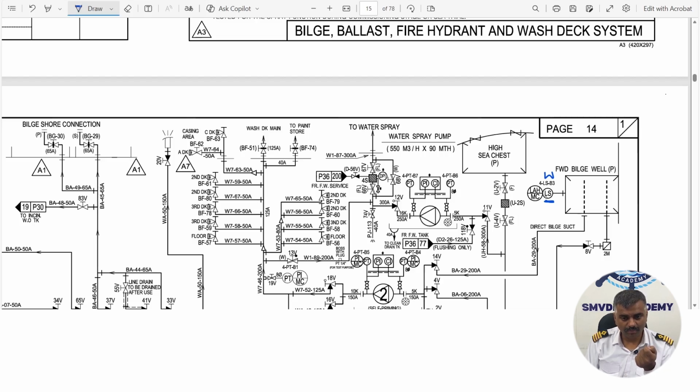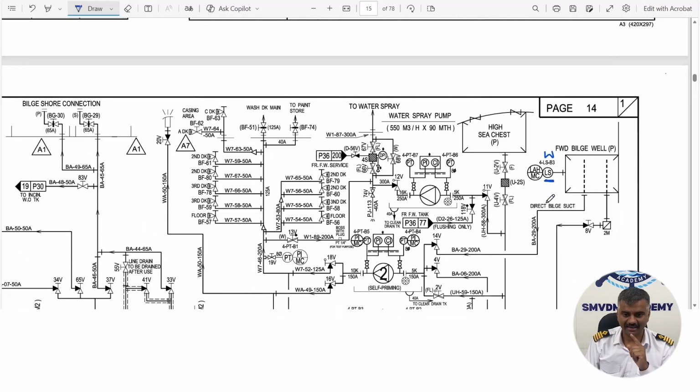You can see the two boxes here, LAH, MC and LS. LAH is level high alarm, MC means the alarm comes in the main control console in the ECR, and LS is level switch. So when you have a high level in the port bilge well, at that time this level switch will complete this alarm circuit and you will have a high level alarm in the main control console. So that is the purpose of this level switch over here, to give you a high level alarm.